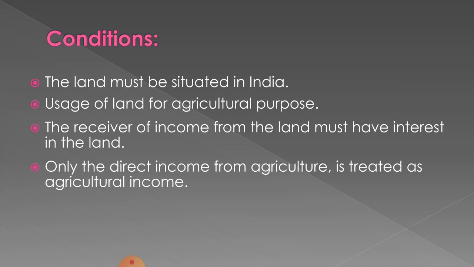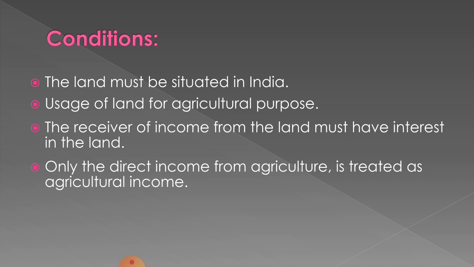Second condition is, land must be used for agricultural purpose only. It means agricultural purpose means tilling of the land, watering it, sowing the seeds, planting and similar operations on the land must be carried out by the cultivator.